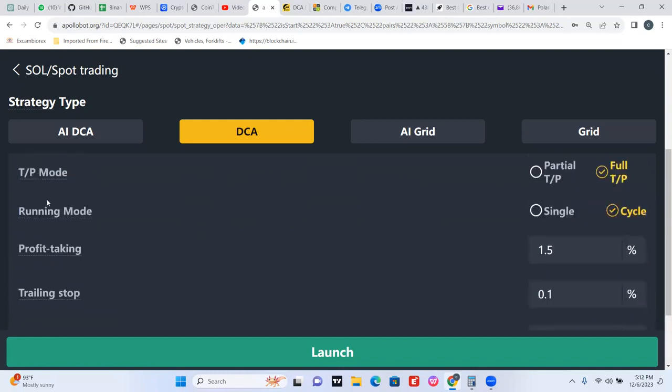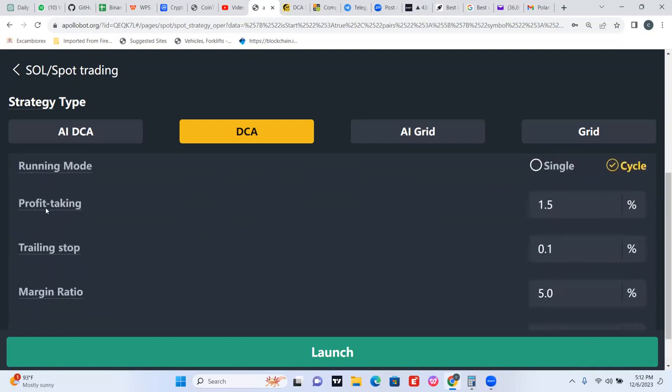You see the TP. You see the profit taking. You can change this profit taking from 1.5 to 2%. I hope my screen is visible, please. If it's not, you can say it now. So this is the difference between the AIDCA and the DCA. So now I can always control what I want from the market.